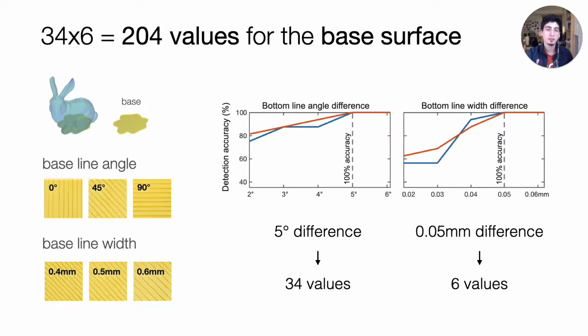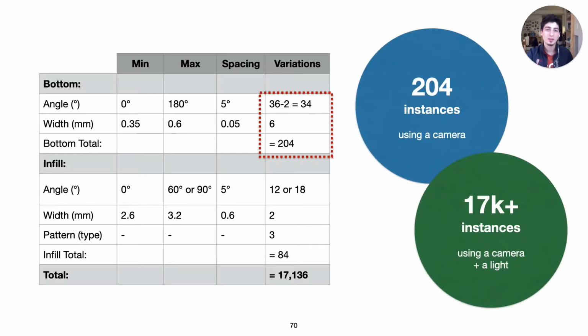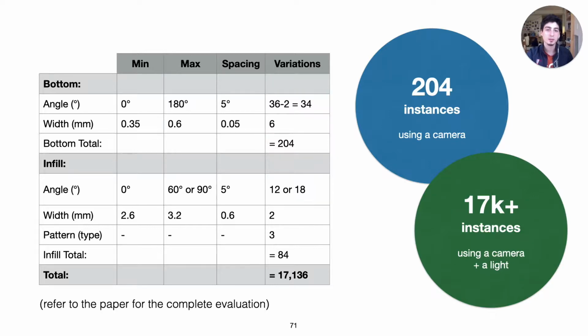In our experiments, we determined that two baseline angles can be distinguished with 100% accuracy if they have a difference of at least 5 degrees. Similarly, for baseline width, the difference has to be 0.5 millimeters for 100% accuracy. This gives us 34 and 6 values respectively. Multiplying these values, we come to a total of 204 for the base surface. A similar process was performed for other parameters. For the complete evaluation, please refer to the paper.